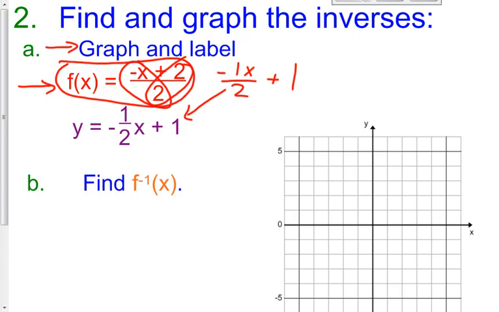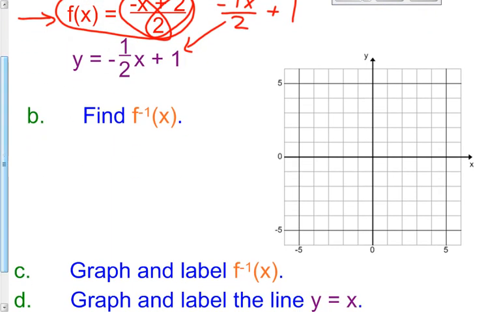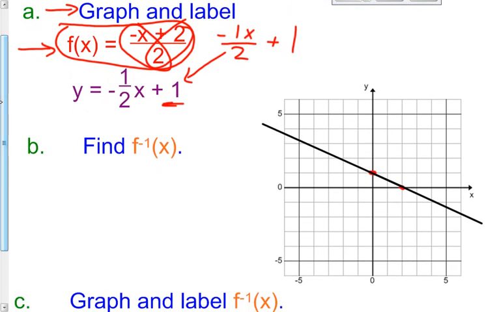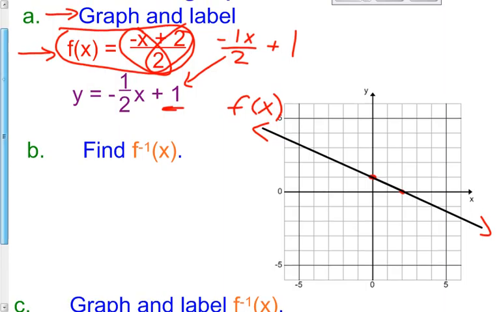So now let's graph this, class. Shouldn't be too difficult. We have a y-intercept of 1, and we have a slope of negative 1/2. So down 1 over 2. Let's get out our straight edge and connect these 2 points. Now it says graph and it says label. So I really want to be picky on this one, class. It's very important that you label this. So label this as the function of x, or f of x. Step letter A is taken care of.